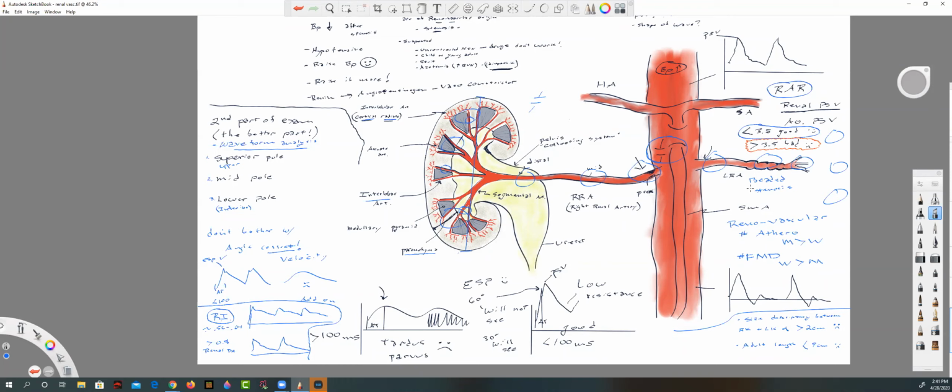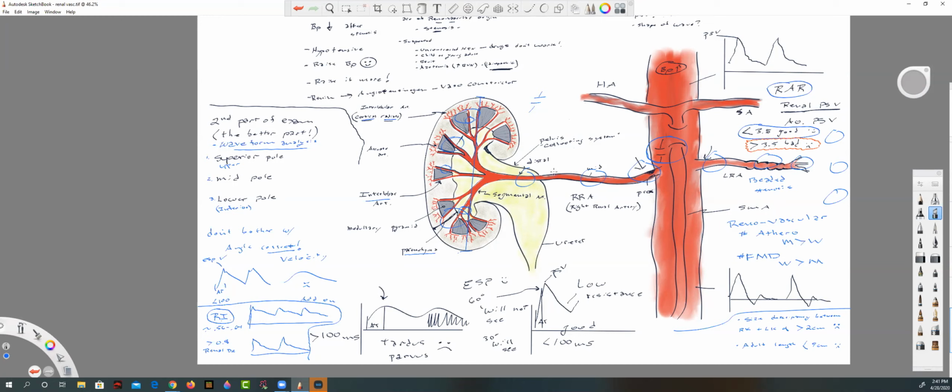That's a lot. Well, so 13 Doppler images plus you're going to want some grayscale imaging in there as well. So maybe double that and call it 20 or 26 images. And this is harder than a carotid by a long shot.